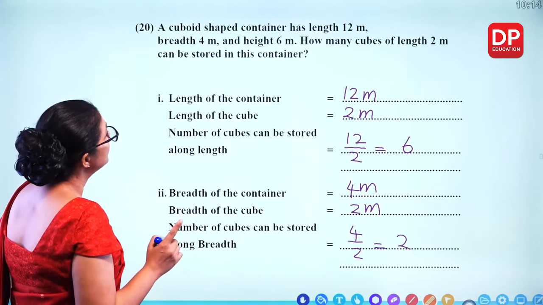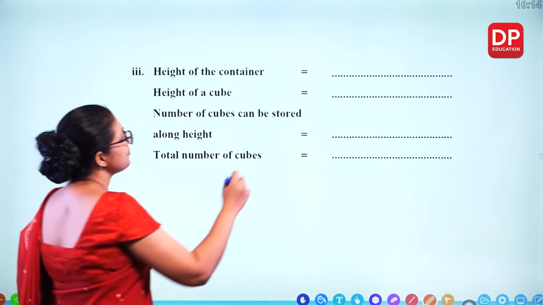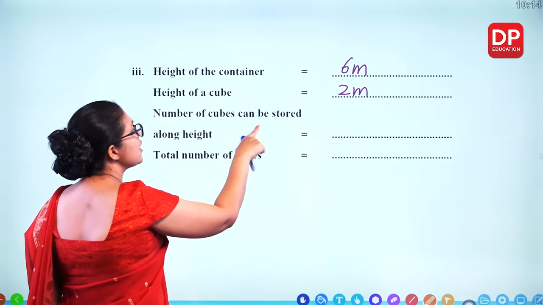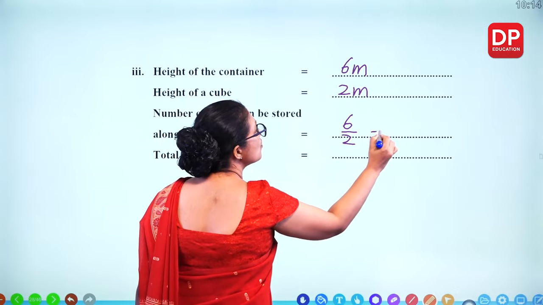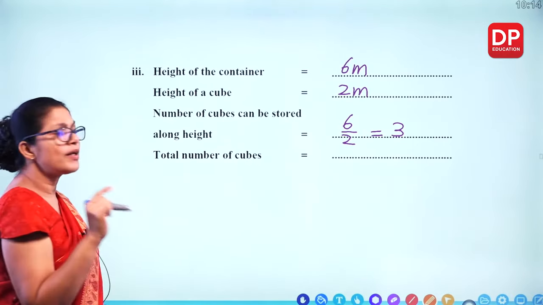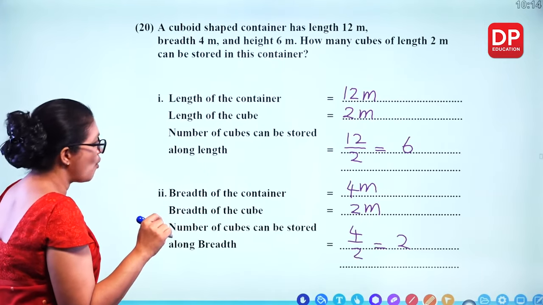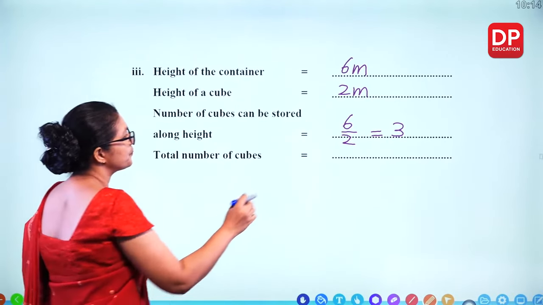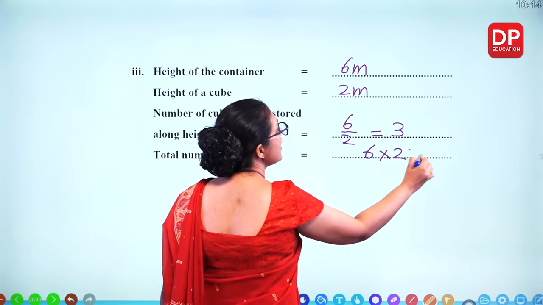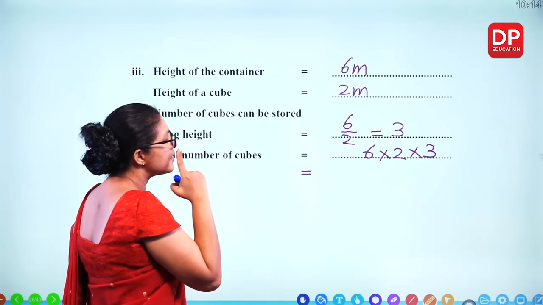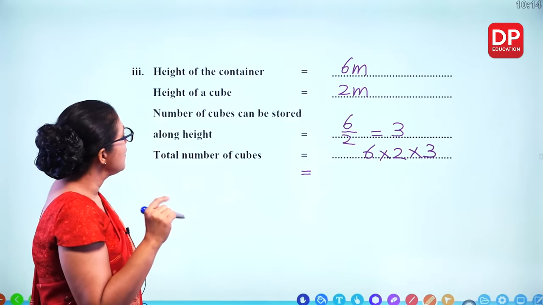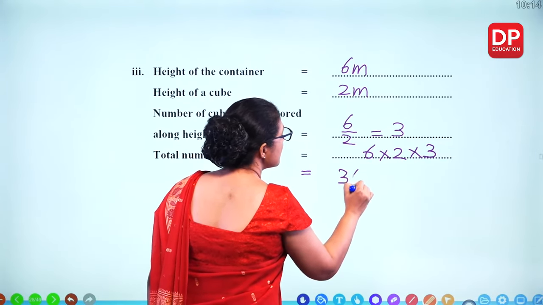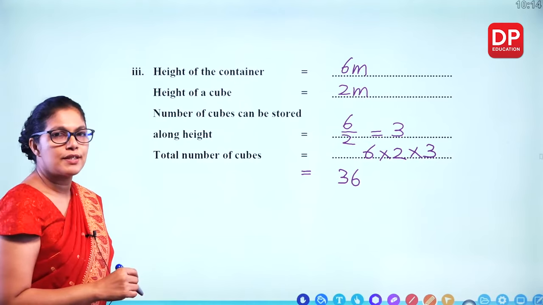Now, we'll take the height. What's the height of the container? 6 meters. Height of the cube, that's 2 meters. How many cubes along the height? 6 divided by 2, that's 3. So, what's the total number of cubes? We found along length, that's 6. Along breadth, 2. And along height, that's 3. So, when you multiply, you get the total number of cubes that we can fit into the container. 3 times 2, 6. 6 times 6, 36 cubes we can fit.